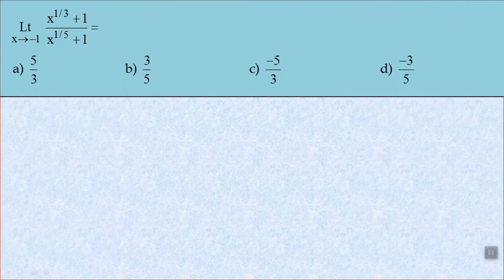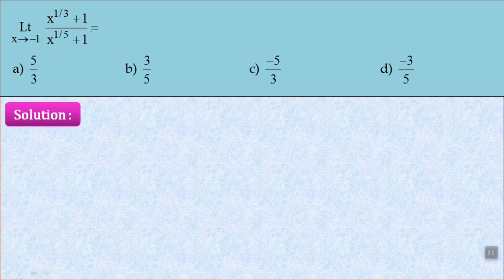The question is, limit x tends to minus 1, (x^(1/3) + 1) divided by (x^(1/5) + 1) is equals to. Let us start the solution. Limit x tends to minus 1, (x^(1/3) + 1) divided by (x^(1/5) + 1) is equals to.